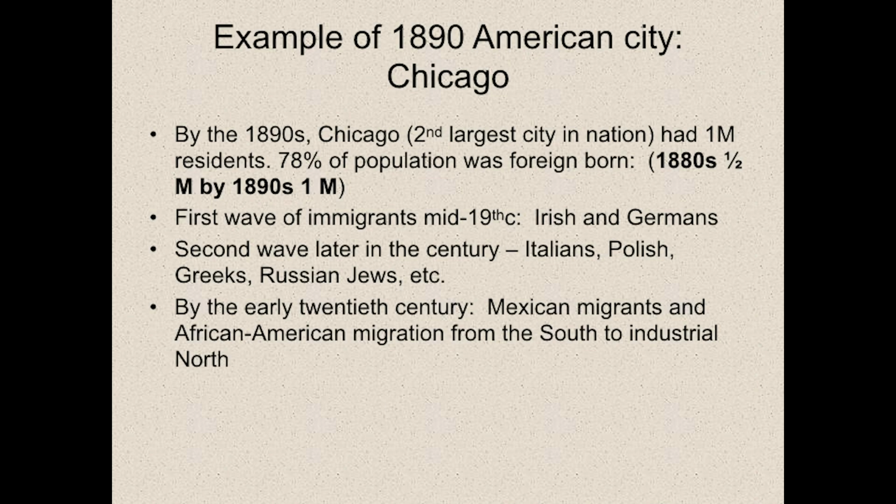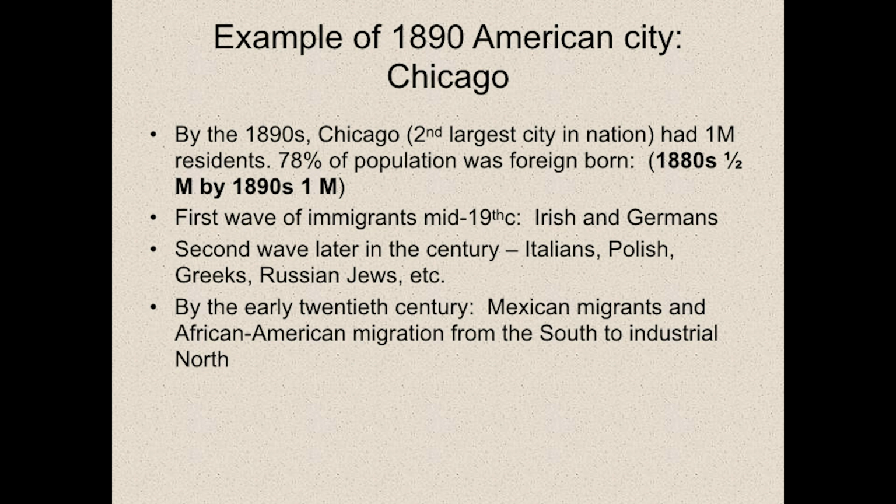I can't resist talking about an example of Chicago as an 1890 American city, very immigrant-oriented. By the 1890s, Chicago was the second largest city in the nation. It had 1 million residents. 78% of the population was foreign-born. In the 1880s, Chicago's population was 500,000, and by 1890, 1 million. So it grew at a tremendous rate.